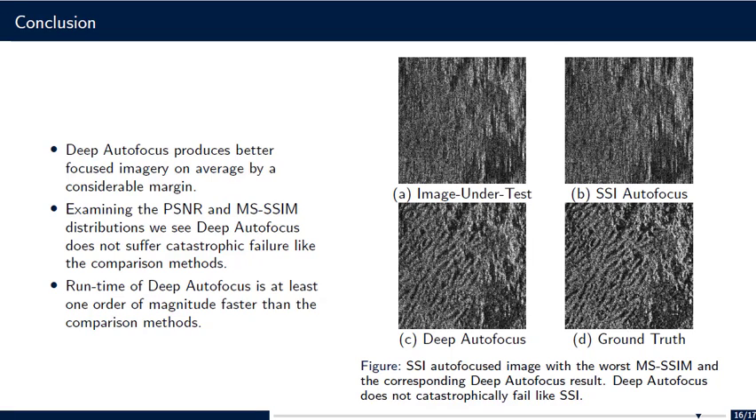We notice that deep autofocus produces imagery that is better than the comparison methods by a considerable margin. When examining the PSNR and MS-SSIM distributions of the test set, we can see that deep autofocus doesn't catastrophically fail like the comparison methods. I show an example on the right of this situation. We can see that our image under test is defocused, and the results using SSI are also defocused. However, deep autofocus is able to focus the image to look much more like the ground truth. We notice the same behavior for all the other comparison methods on this image.